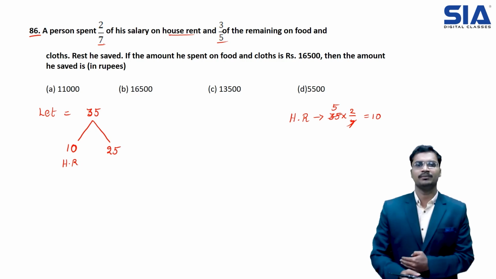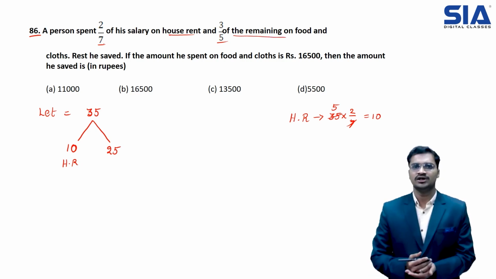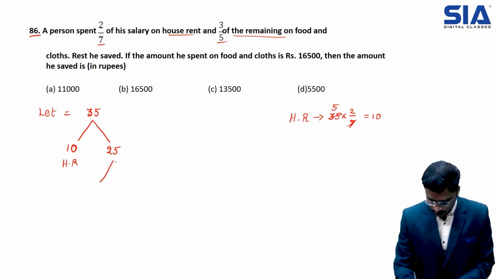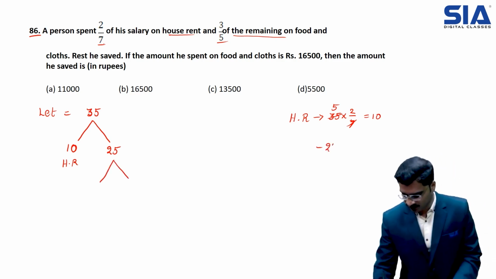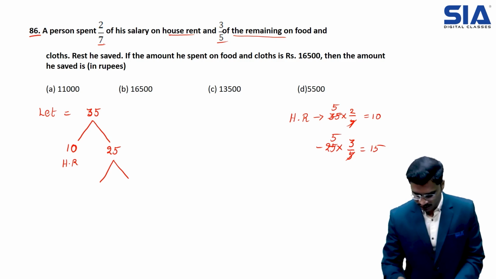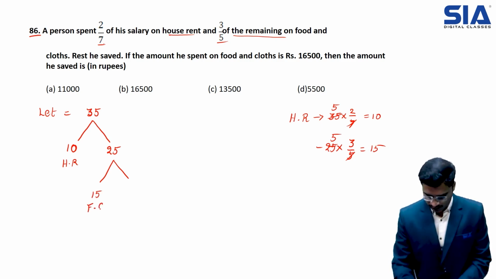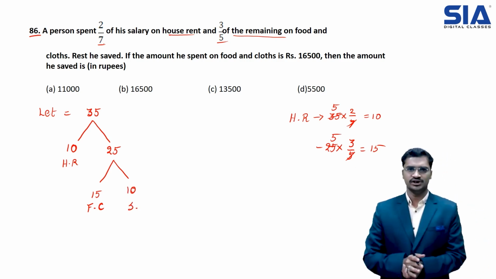Out of the remaining, 3 by 5th he is spending on food and clothes. So out of this 25, 5 5s are 25, 5 3s are 15. So he is spending 15 on food and clothes. Then the remaining 10 he is saving.